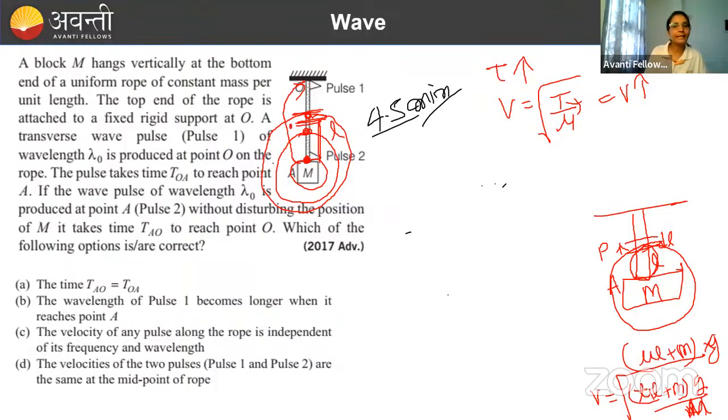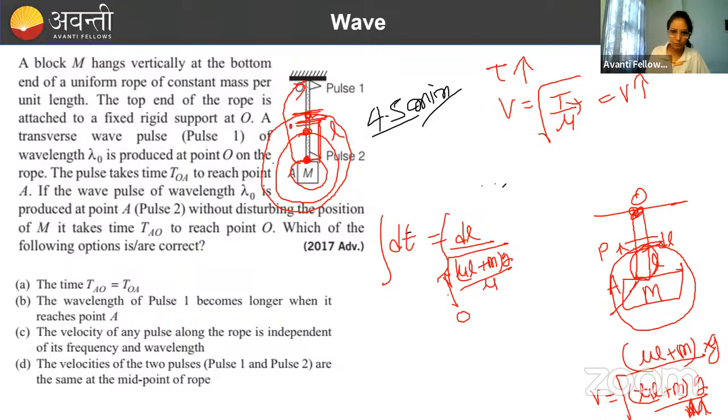So how much time will it take to cross the dl, or to cross the point P? Suppose it takes dt time. That will be equal to distance by velocity. We have taken a small distance because velocity is changing everywhere. So dt equals dl divided by the velocity we have just obtained. To calculate the total time, we will simply integrate. L will vary from 0, at A where the length is 0, to capital L at O, so 0 to L.